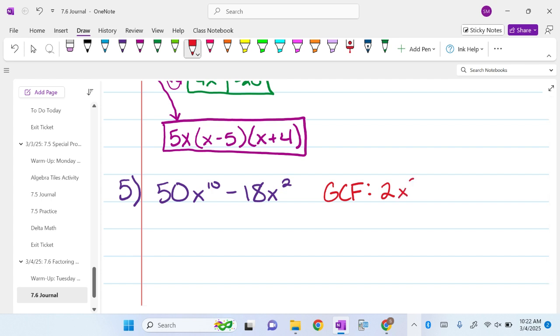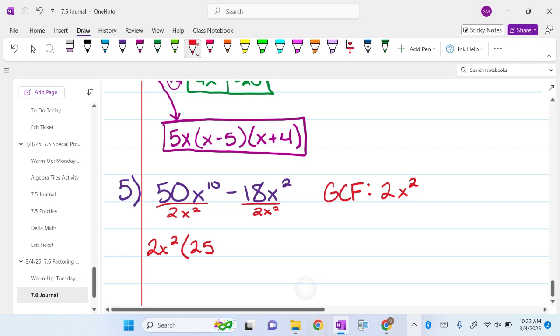x squared. Good. So I'm going to divide both by 2x squared. So I'm going to put the 2x squared out front. What's 50 divided by 2? 25. Now, think about this carefully. x to the 10th divided by x squared. If you took 2 x's away from x to the 10th, how many are you left with? 8. So this is x to the 8th. Minus, the x squareds will cancel, but 18 divided by 2 is 9.